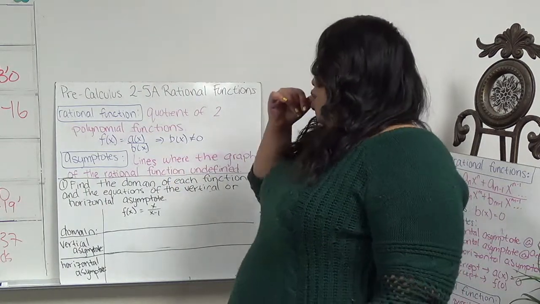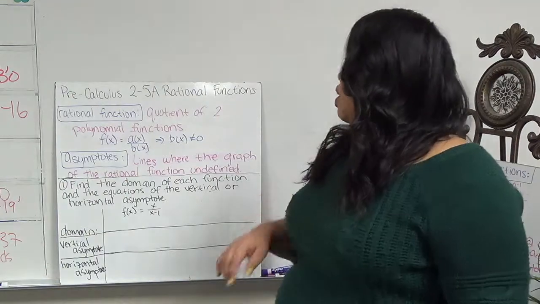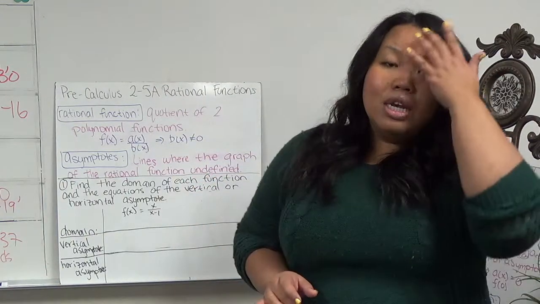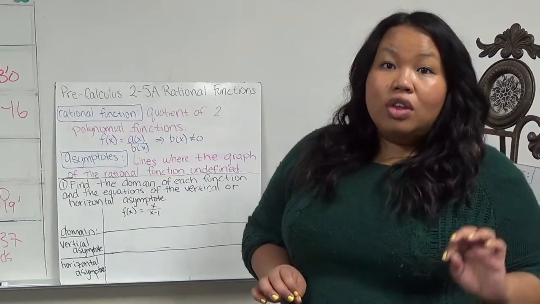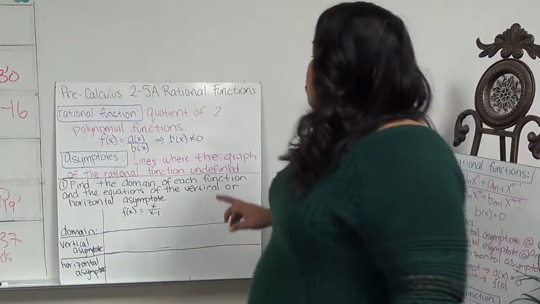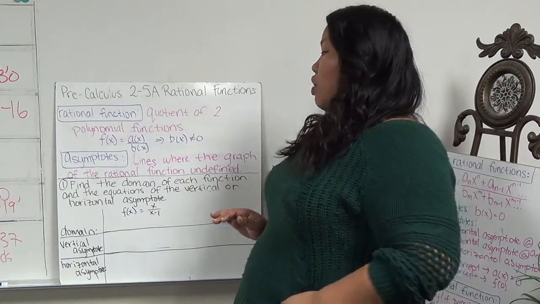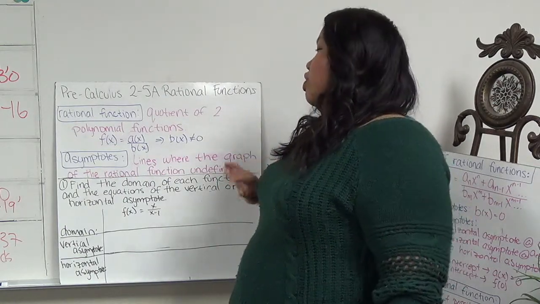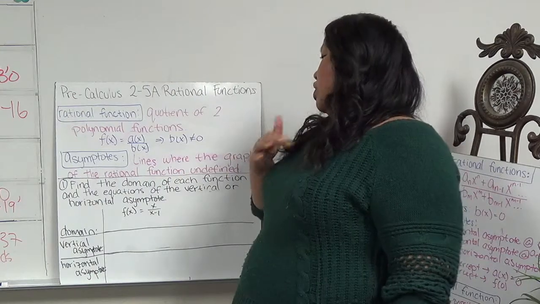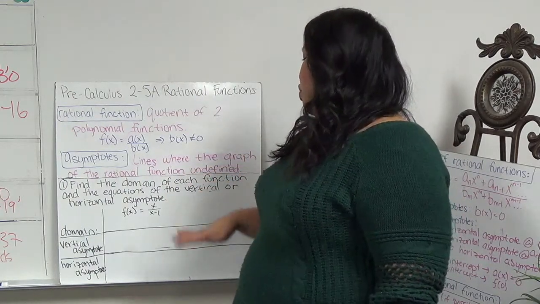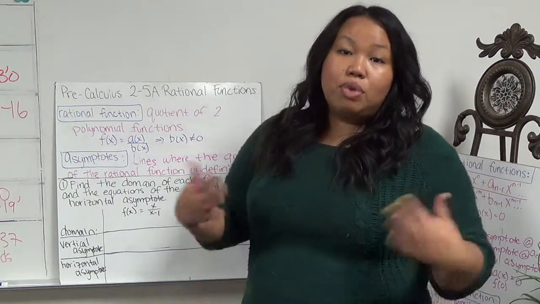And we're dealing with something called asymptotes. And asymptotes are lines where the graph of the rational function is undefined. This will help us figure out how to graph the rational function. And again, there's certain places where they are undefined. So the first step, find the domain of each. So the first question says to find the domain of each function and the equation of the vertical or horizontal asymptote. So we're going to break this down.